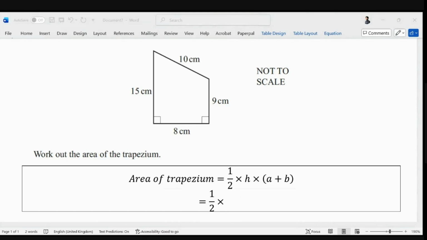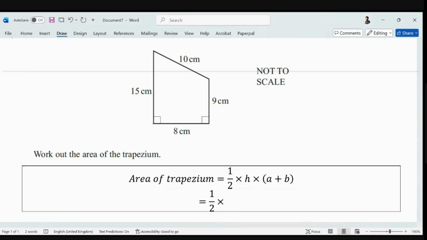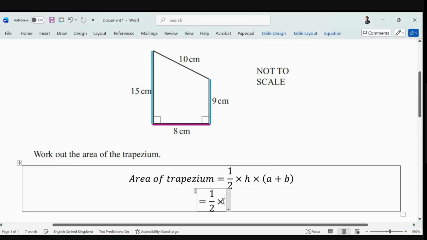Yes, but what is the height and what are the parallel sides in this question? Identify the parallel sides first, then you will be able to identify the height. This is a parallel side, 15. The other parallel side is 9. The perpendicular distance between the parallel sides is 8. So 8 is the height.